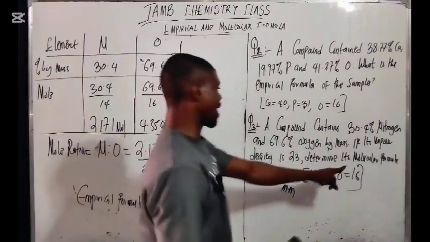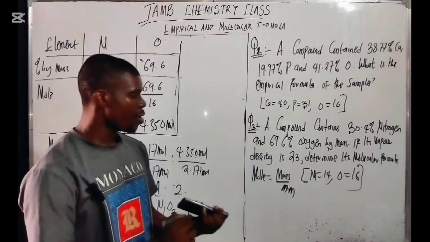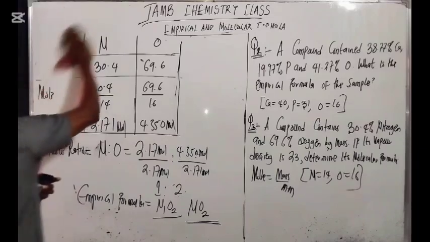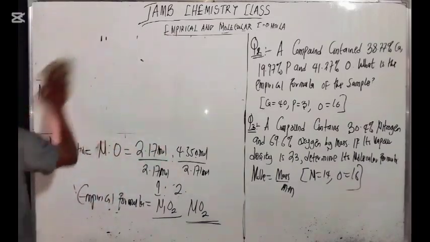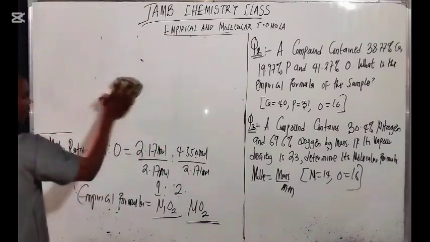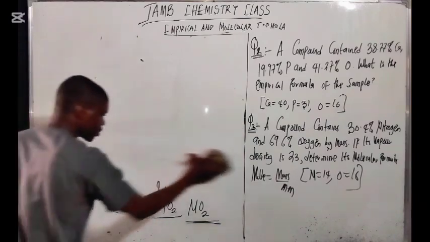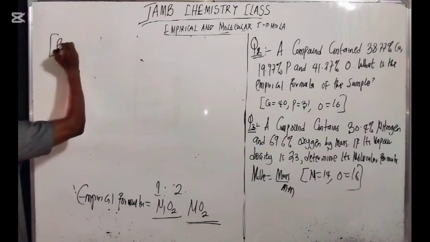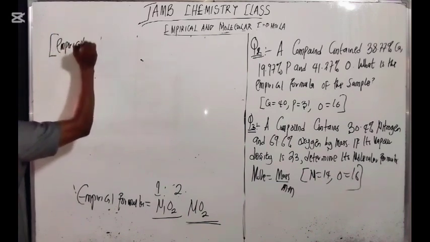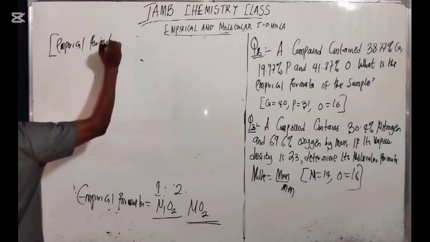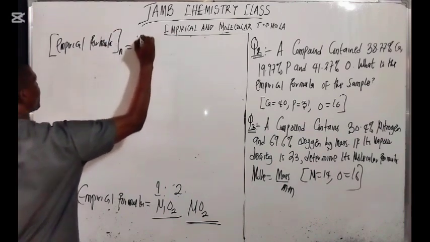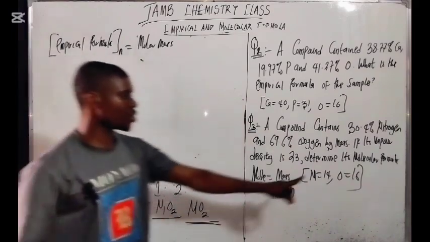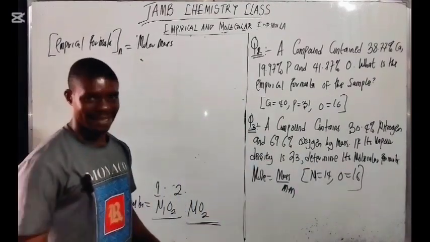Now, here they ask us to calculate the molecular formula, right? So remember, to calculate my molecular formula is very easy. Remember, it's the empirical formula times n, where n equals the molar mass over the empirical formula mass, right? Okay. Instead of them giving us the molar mass, they give us the vapor density.